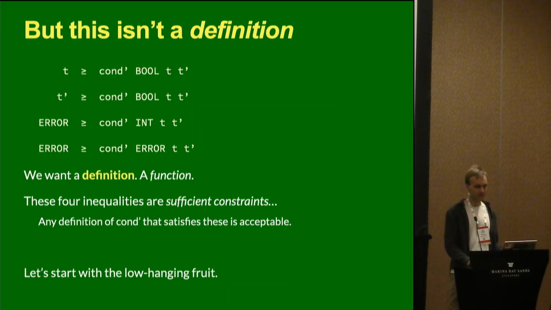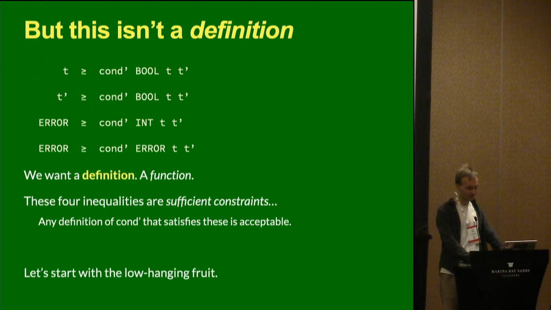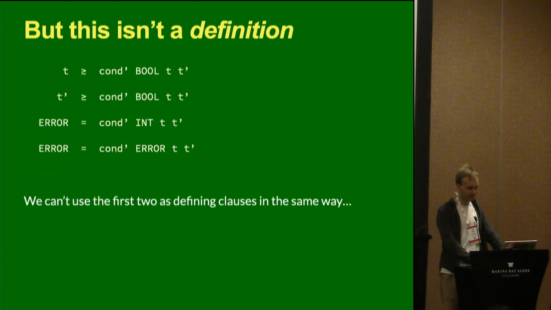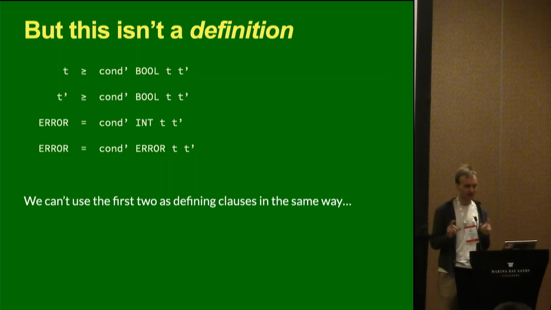We can make some transformations to begin with, actually, without really thinking too much at all. Firstly, we can change, you see, these inequalities here for equal sign, because if something is less than error, it is equal to error. These two are now defining clauses, right? But we can't use the first two as defining clauses yet because the patterns will be overlapping. You see the right-hand side on each of these is exactly the same.